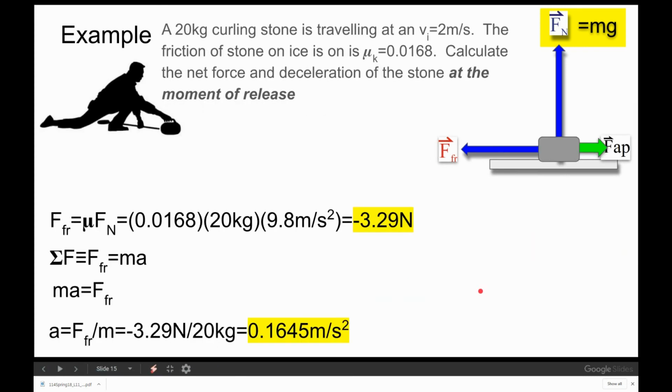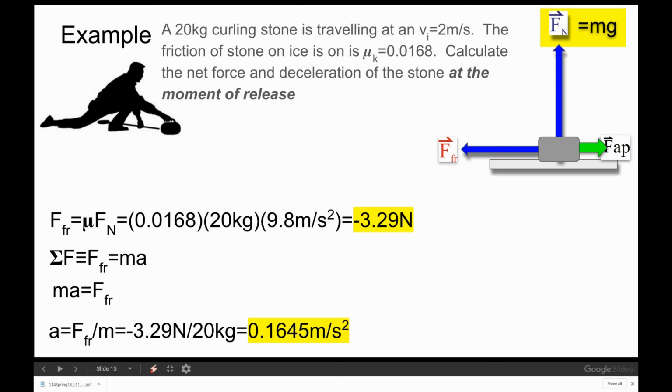Here's another example. A 20-kilogram curling stone is traveling at an initial speed of 2 meters a second. The friction of stone on ice is 0.168. Calculate the net force and deceleration of the stone at the moment it is released.